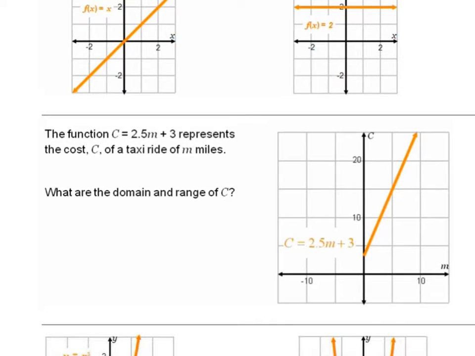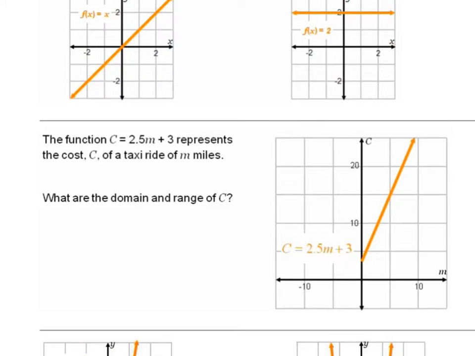All right, so now let's come over here. It says that the function c is equal to 2.5m plus 3 represents the cost of a taxi ride of m miles, okay? So your x-axis is miles, your y-axis is cost. And it says, what is the domain and range? So the question is, can you have 0 miles? If you just get in the cab and you don't go anywhere, how much are they going to charge you? And the answer to that is $3, okay?